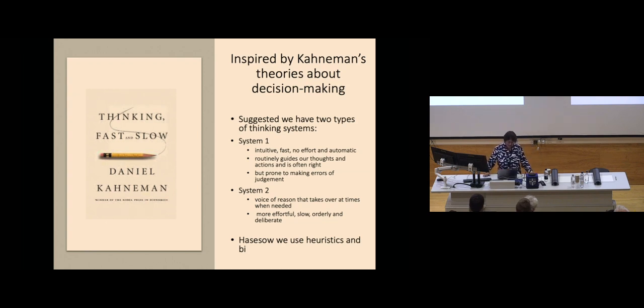System 2, on the other hand, is the voice of reason that takes over at times when needed. And it's more effortful and it's slower, it's more deliberate and more orderly. If I said to you 234 times 45, it doesn't come straight to mind, apart from some mathematicians here.